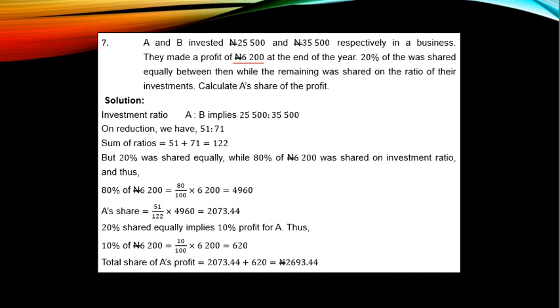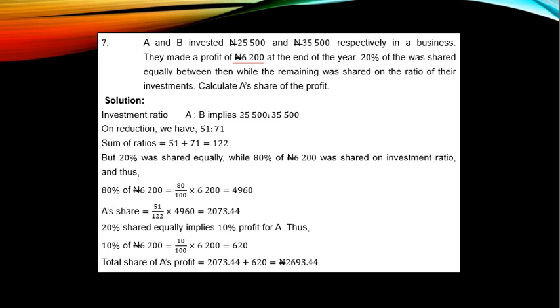So this is simple in the sense that first of all, you have to get the ratio first, and the ratio would be the amounts they invested reduced to lowest form.